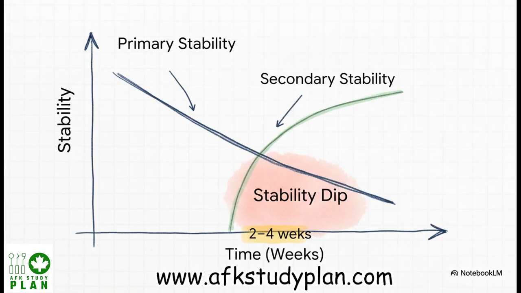And this handover from mechanical grip to biological bond creates this really vulnerable window we call the stability dip. It happens around 2 to 4 weeks after surgery. It's the point where the initial stability has faded, but that new bone growth hasn't fully taken over yet. This is when the implant is at its weakest and most at risk of failure from tiny movements.